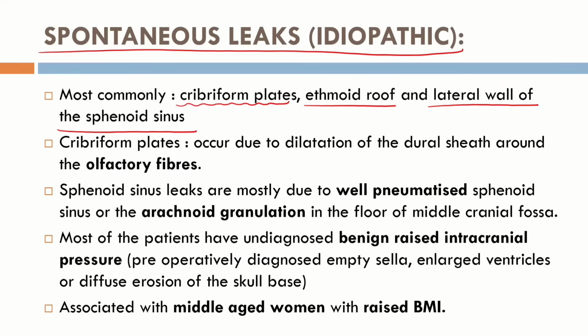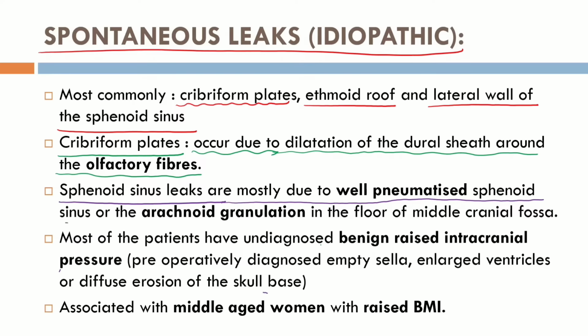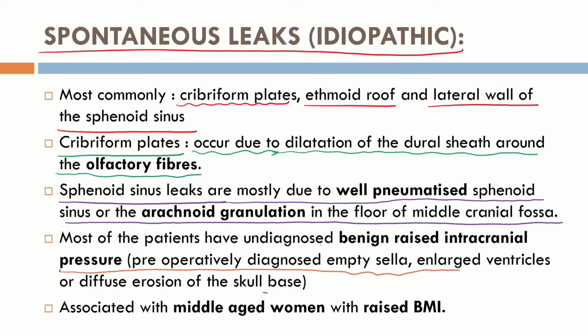Now, if there is a leak in the cribriform plate, it may occur due to dilatation of the dural sheath around the olfactory fibers. Then, sphenoid sinus leaks are mostly due to a well pneumatized sphenoid sinus or the arachnoid convolution in the floor of the middle cranial fossa. Now, most of the patients have undiagnosed benign raised intracranial tension, preoperatively diagnosed empty sella, enlarged ventricles, or diffuse erosion of the skull base.